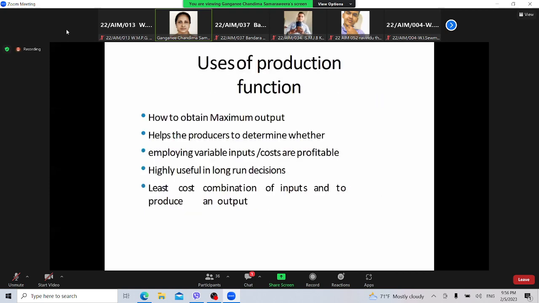So, uses of production function: we can learn how to obtain maximum output. It helps producers to determine whether employing variable inputs is profitable, and it is highly useful in long run decisions and least cost combination. Because to get more profit, you need to use low cost. Then your profit is maximum.